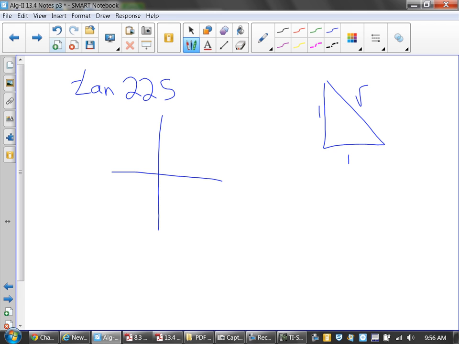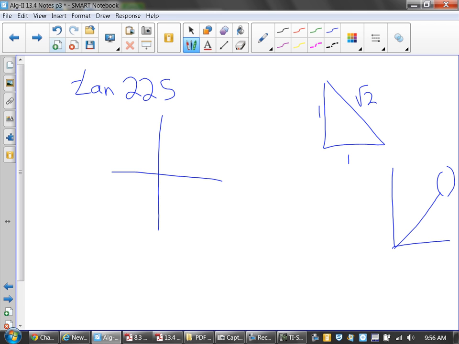You're right, it's 1, 1, root 2. But if I'm looking at the actual ordered pair, 45 degrees, remember when we wrote it out in the triangle? Thank you. That's what I was looking for. It's root 2 over 2. It's the same value. The tangent of 225 is going to be the same thing. This is root 2 over 2 divided by root 2 over 2. It's 1. Now it's just a matter of figuring out what quadrant you're in for 225.